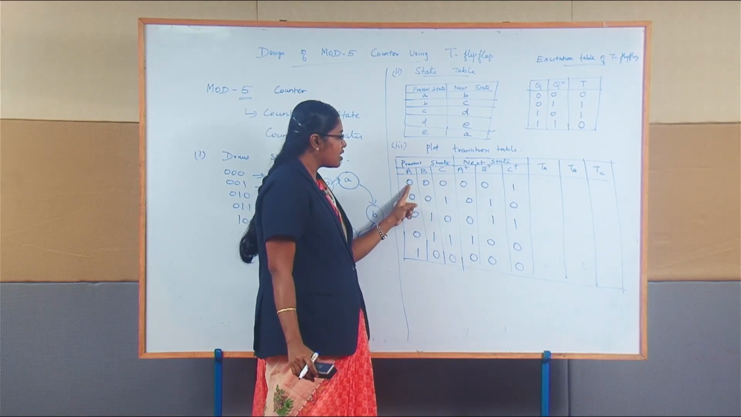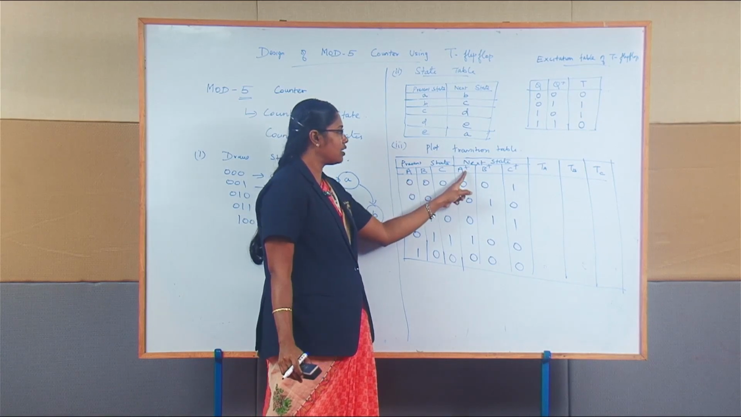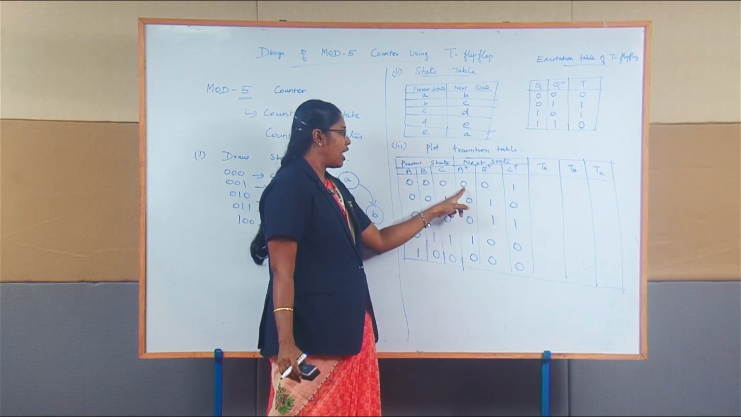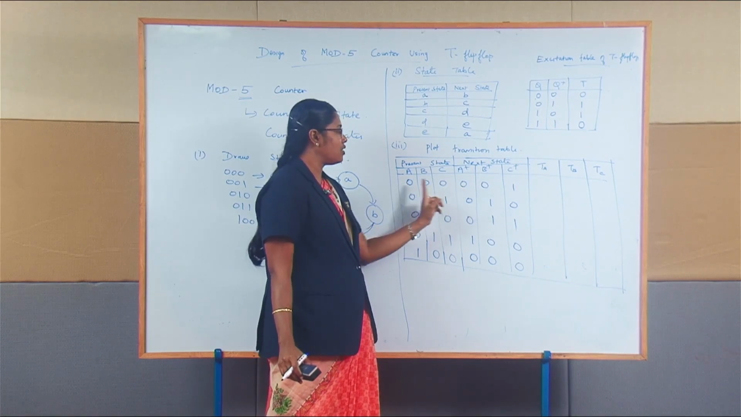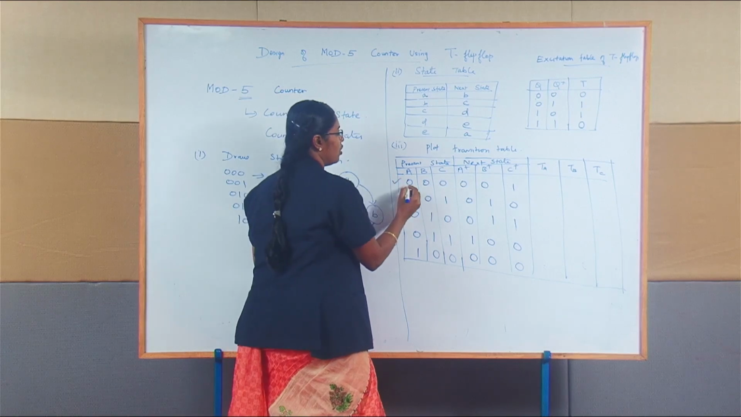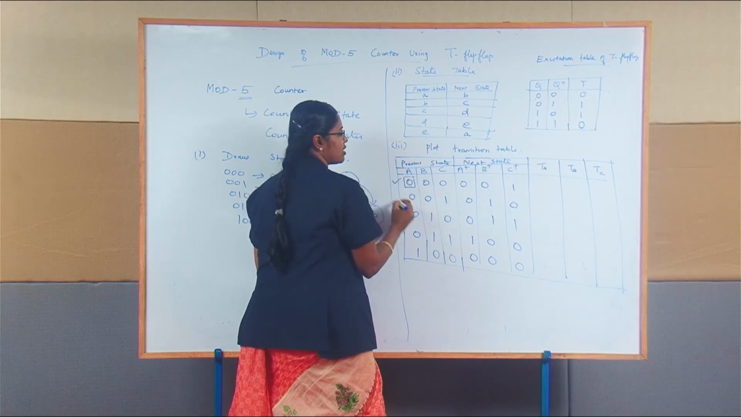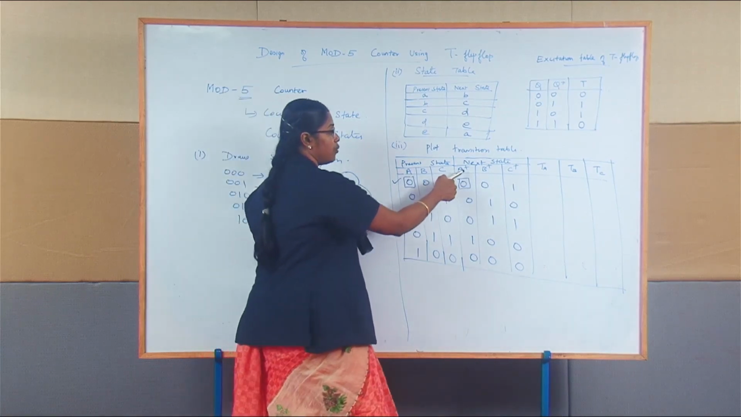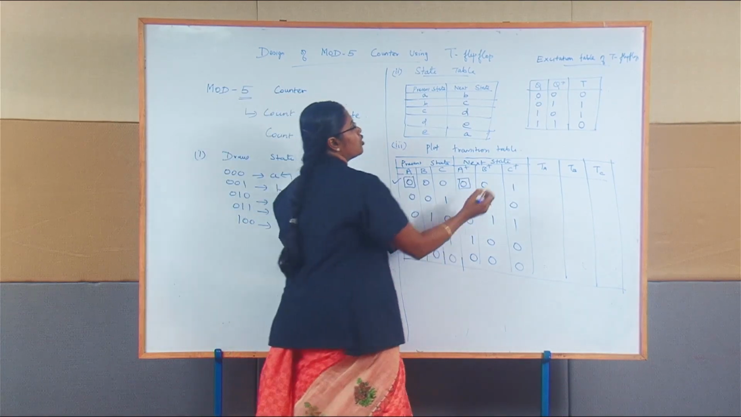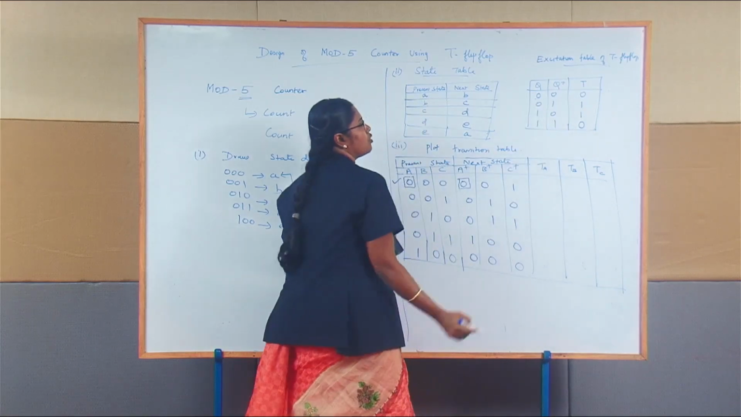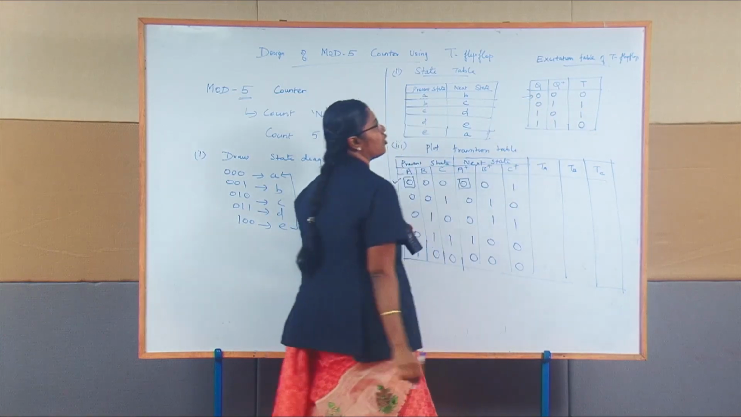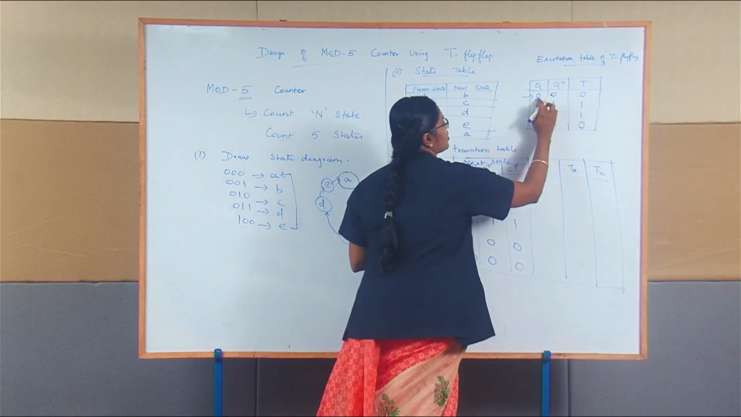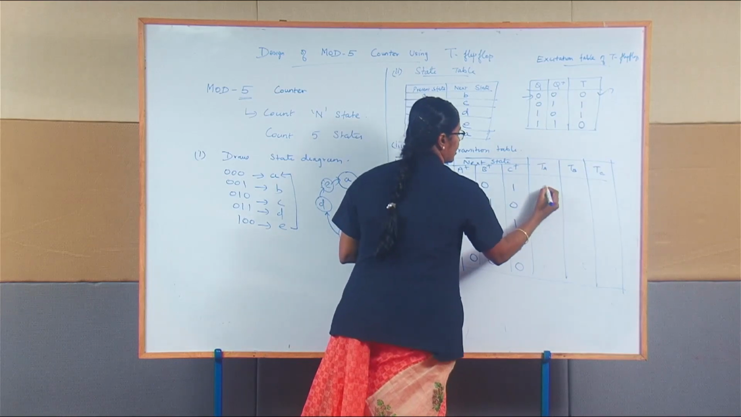In this first row, the present state value is 0, and in the A plus column, the next state value is also 0. So when both the present state and next state values are 0, from the excitation table of the T flip-flop, what should be the input given? It should be 0.